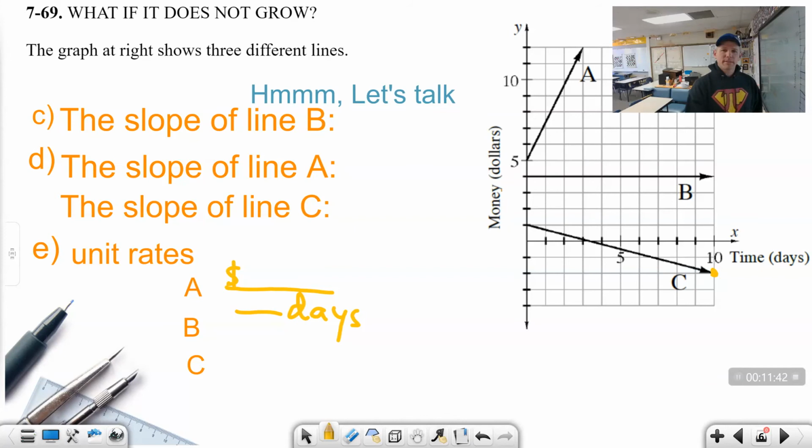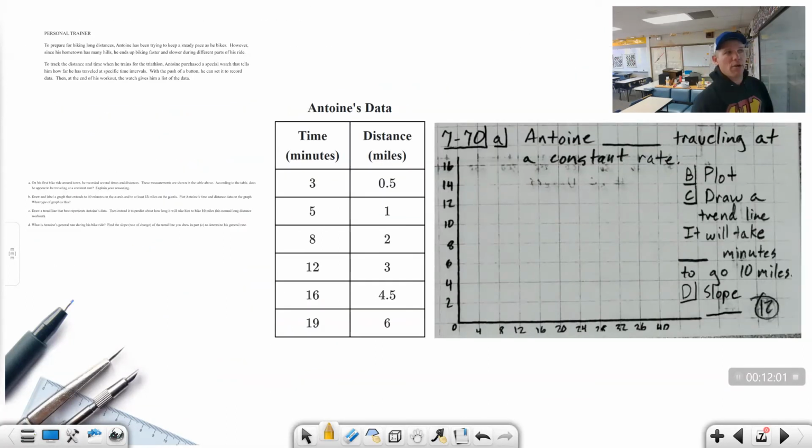Okay. On line C, you went down and over. Okay. Please remember that when you went down, you should have written negative dollars. Okay. Because when you went down right there, that was going down 3. That's in your numerator. Okay. So we have our slopes written down as unit rates.